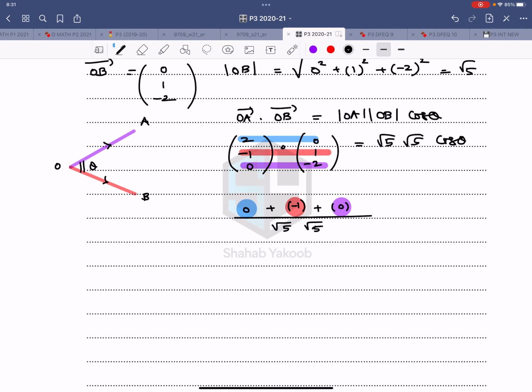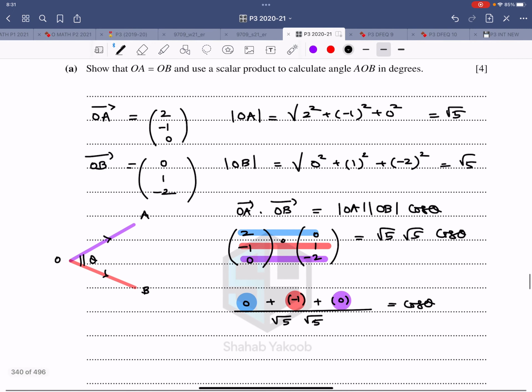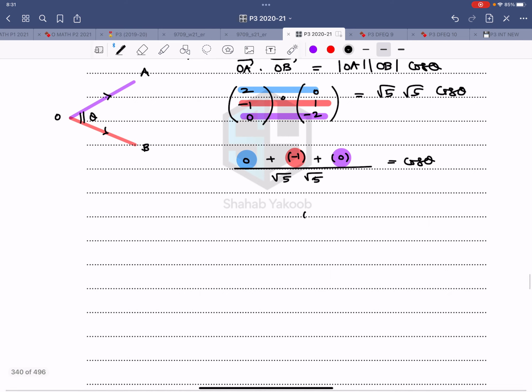Are they asking for the acute angle? They are not saying anything. So therefore theta will come out to be cosine inverse of negative 1 over root 5, and it will come out to be obtuse. So let me grab the calculator and let me evaluate it. So therefore this answer comes out to be 101.5 degrees, correct to 1 decimal place, because that's written at the beginning of the paper. Okay, next part.